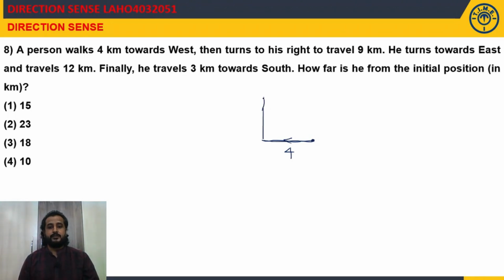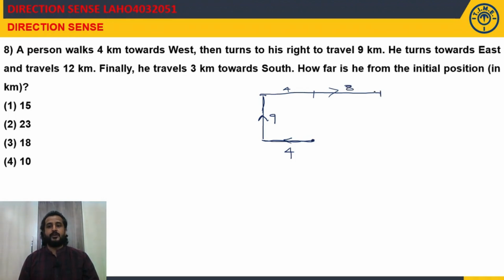How many kilometers is it? 9 kilometers. He turns towards east and travels 12 kilometers east. From this point, east will be right hand side. 12 kilometers. Because it is 4, so definitely it will be more than that. So parallel to this 4 and more 8, 12 kilometers.